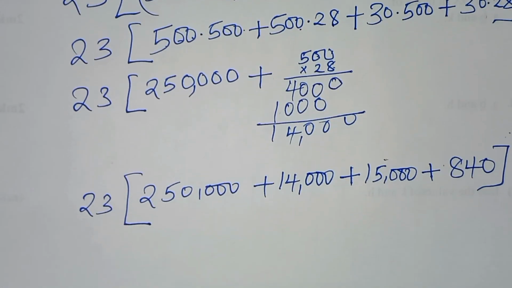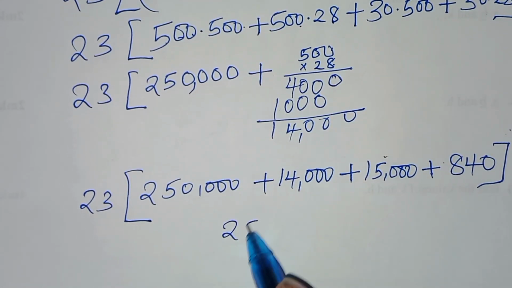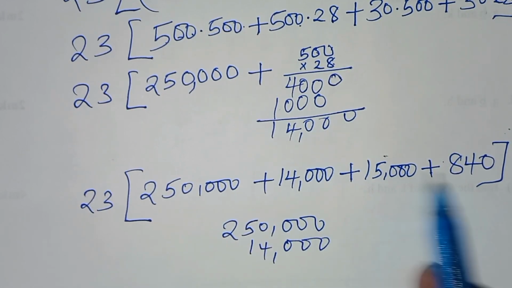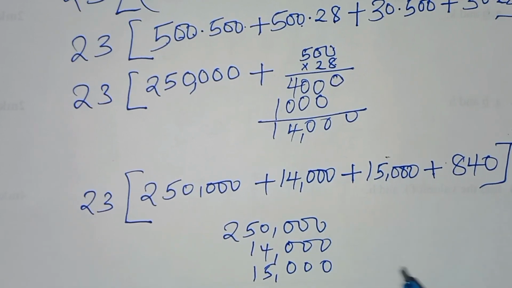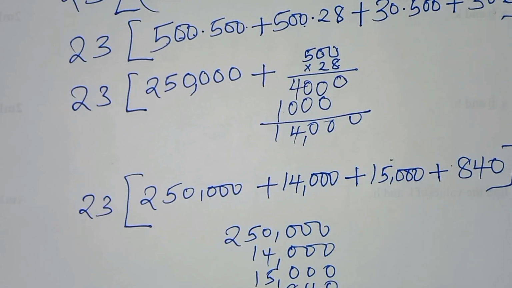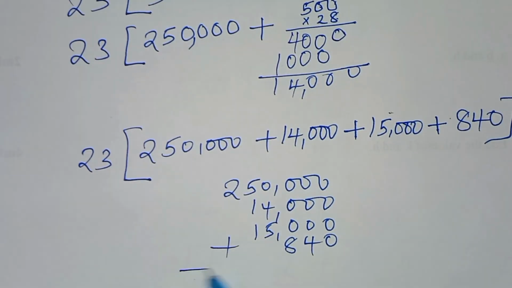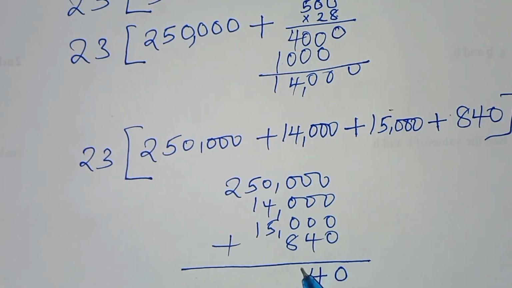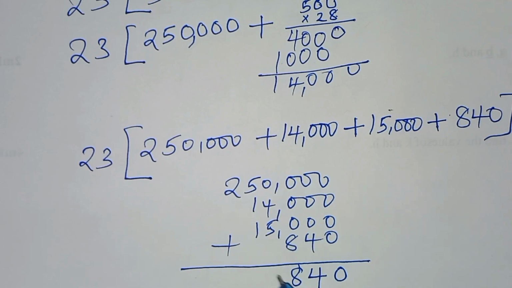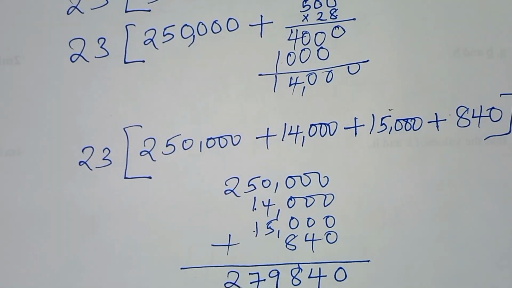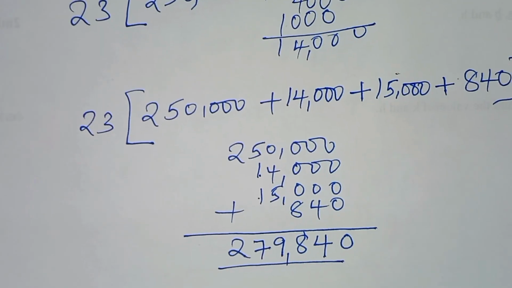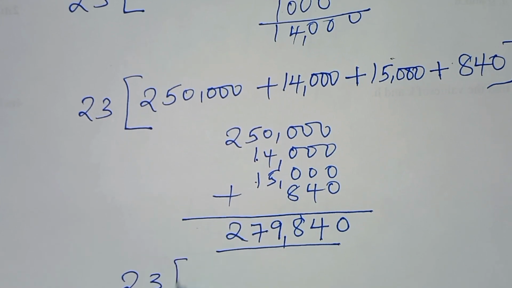So let's proceed. Now here, let's add what we have here. We have 250,000 plus 14,000 plus 15,000, and then we have 840. So let's add this. Here we have 0, here we have 4, here we have 8, and then here 5 plus 4, this is 9, and then 5 plus 1, 6, 7, so we have 7 here, and then we have 2. So this is 279,840.